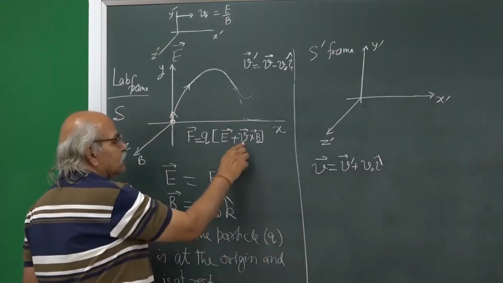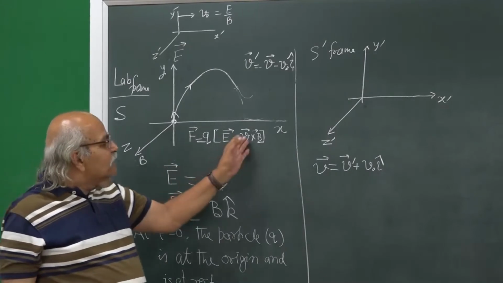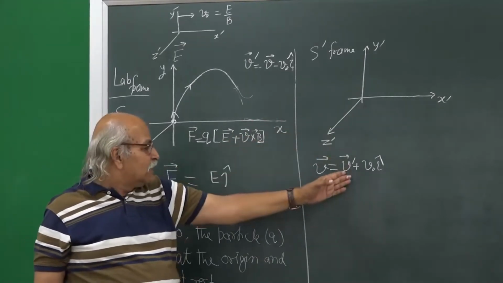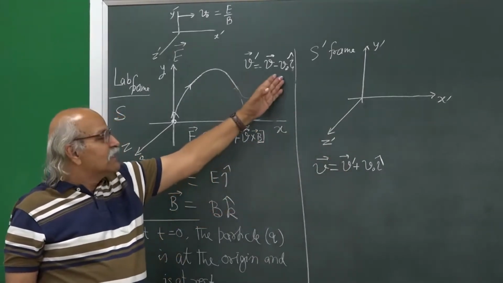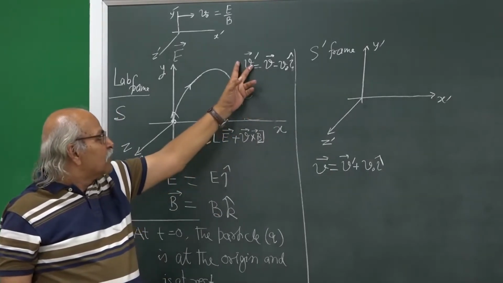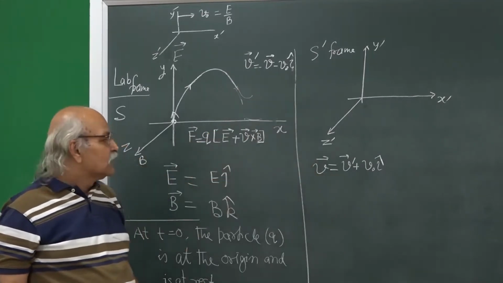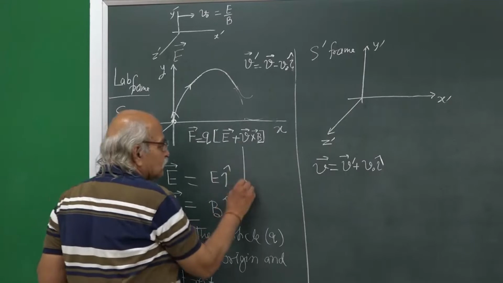This V here, I am writing this V, and the corresponding velocity in this frame is V prime, and V prime and V are related this way. Therefore, we can write V is equal to V prime plus V naught I cap. It is this. So let us see this force.